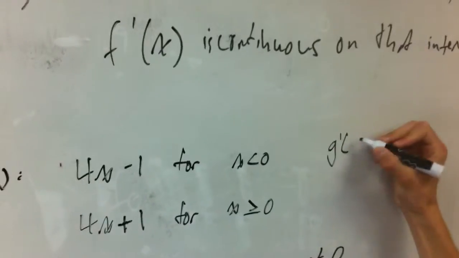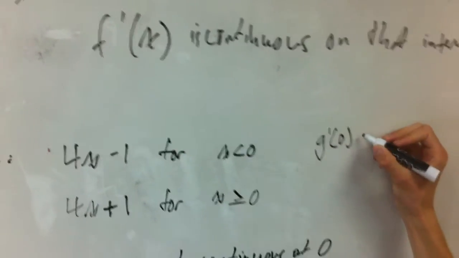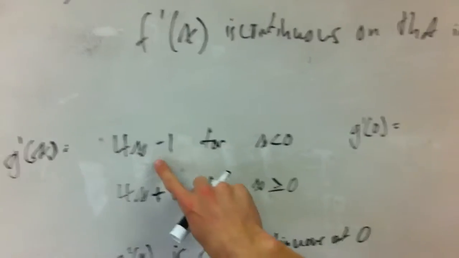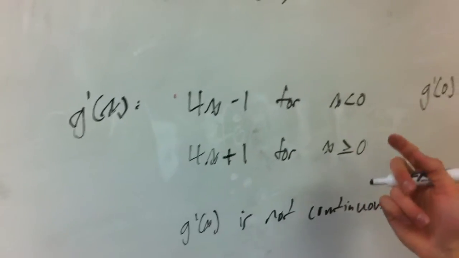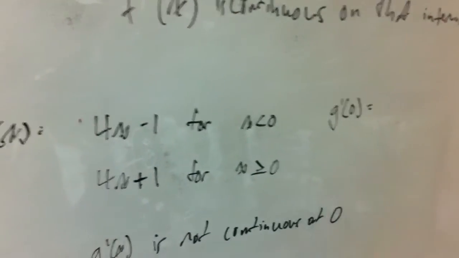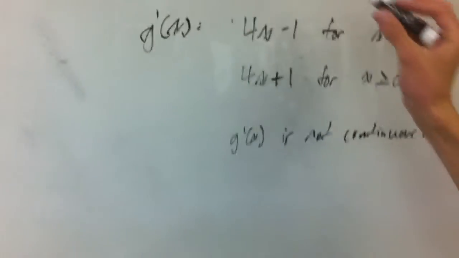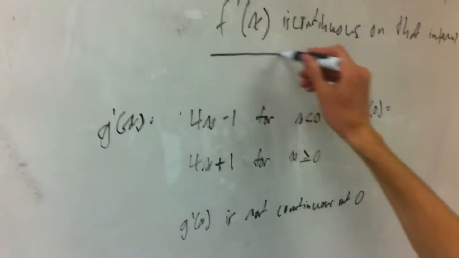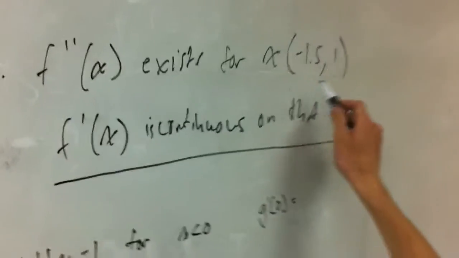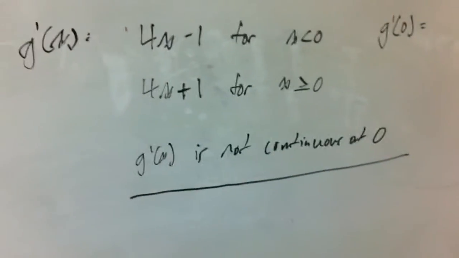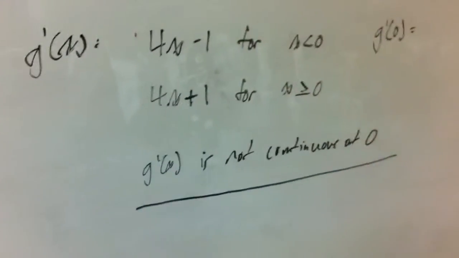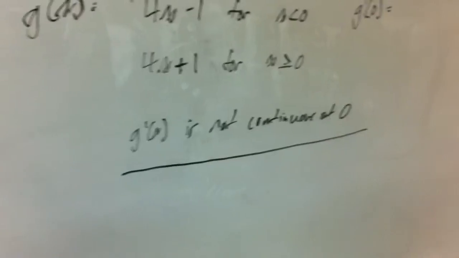So if we plug in g prime of 0, we have negative 1 here and positive 1 here, and it can't be equal to both of those. So it's not continuous. So because f prime is continuous for this interval and g prime of x is not continuous for that interval, the functions can't be the same. And that's the answer.